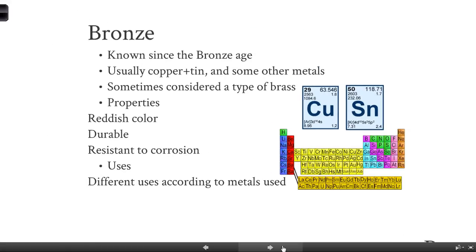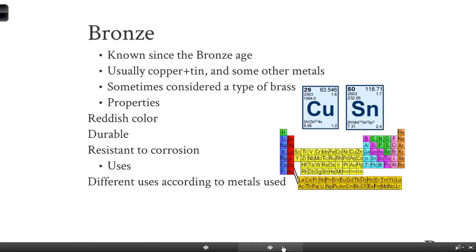Bronze, known since the Bronze Age, one of the first, probably the earliest alloys to be used, usually copper and tin, but again sometimes small amounts of other metals, and sometimes this is considered a type of brass. It's reddish in color. I don't know if I'd really consider it reddish, but it is sort of a slightly more gold color. It definitely has that slight reddish tone to it, like copper does. It's durable, and it's resistant to corrosion.